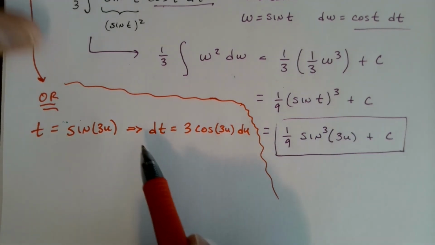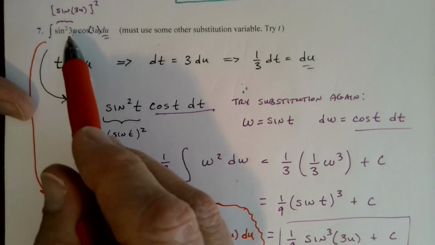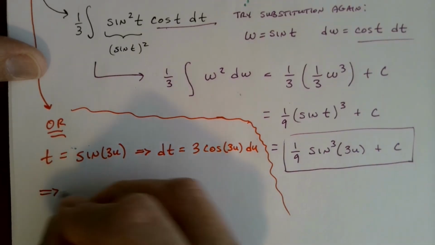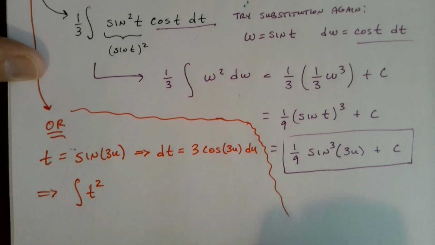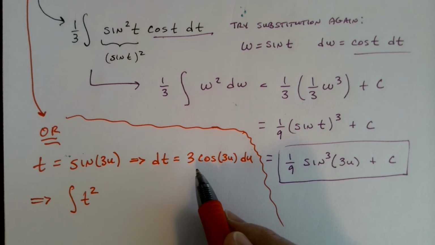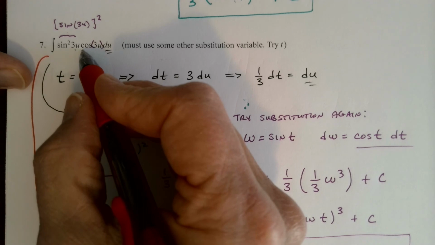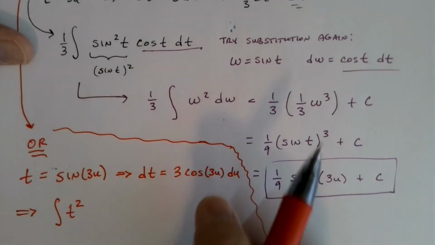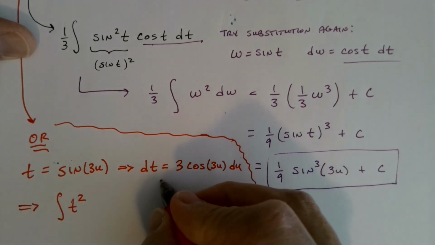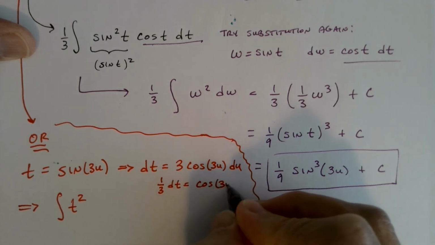Okay, so now going back to the original integral, I've got sine of 3u, squared, but sine of 3u is my t, so that's t squared. And I've got 3 cosine of 3u du. If I look up here, I've got just 1 cosine of 3u du, and here I've got 3 cosine of 3u du. So what do I need to do to this equation? Multiply both sides by 1/3. So 1/3 dt is cosine 3u du.